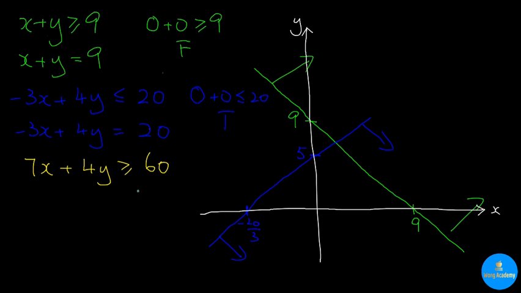Finally, to graph this inequality, we once again turn it into an equation. The x-intercept is given by 60 over 7 after we cover 4y. 60 over 7 is around 8 point something, so we mark it somewhere here. To find out the y-intercept, we cover the x term, so we get y equals 60 divided by 4, which is 15. So we mark it somewhere here. And we need to connect these two dots.